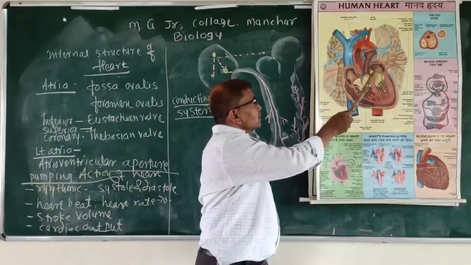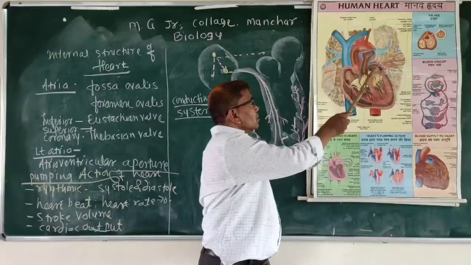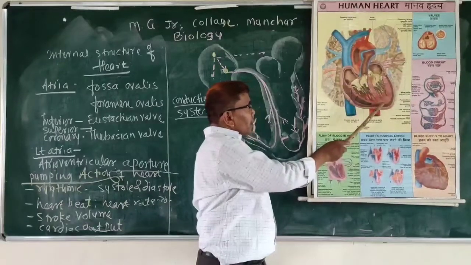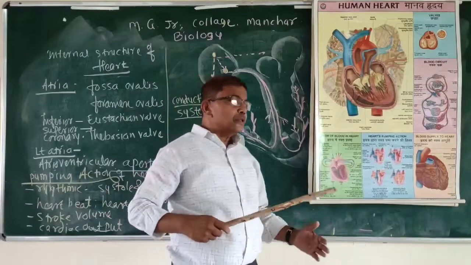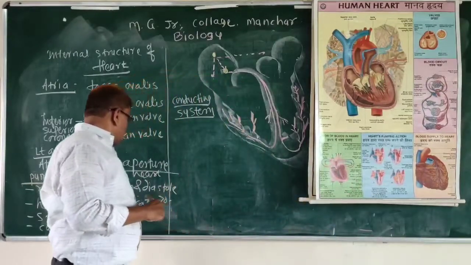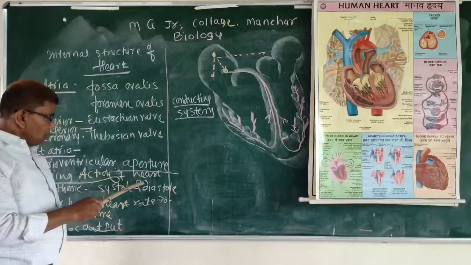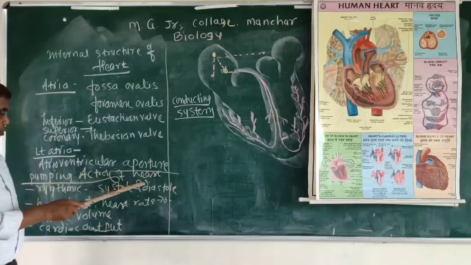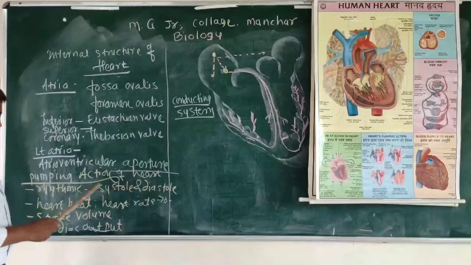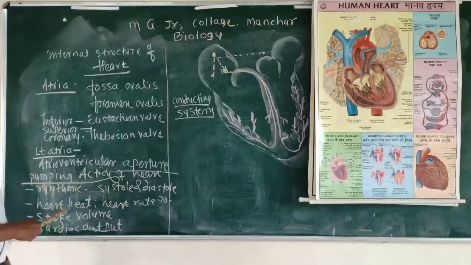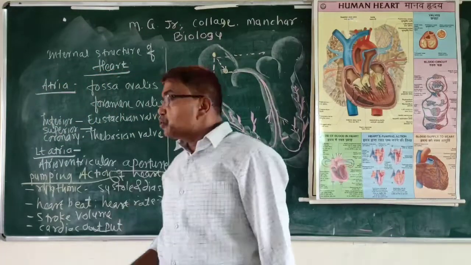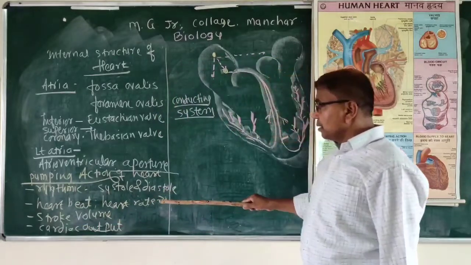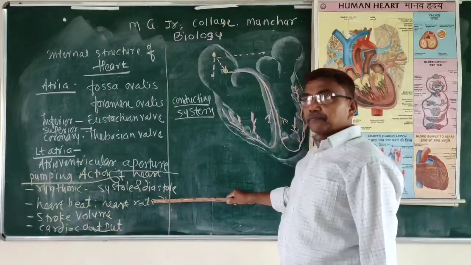Then again, atrial relaxation, then ventricular relaxation. That means these events occur one after the other, so it is called a rhythmic process. One heartbeat includes one systole and one diastole. In human beings, the heart beats about 70 to 72 times per minute.